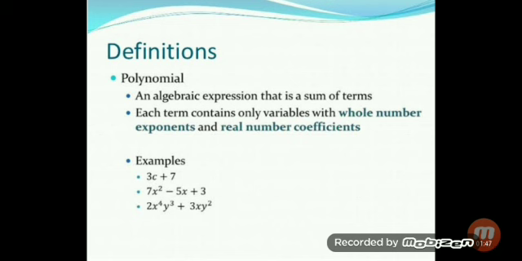Now in the third example also, the powers of the x and y variables are 4 and 3 in the first term, and in the second term the power of x is 1 and the power of y is 2. Hence it is a polynomial. The powers are whole numbers and the coefficients are real numbers. 2 and 3 are real.